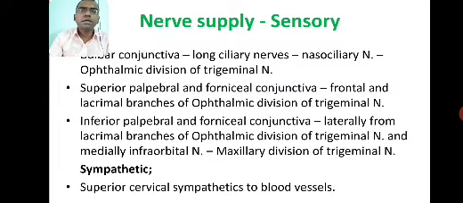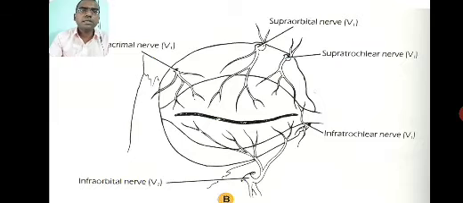So, nerve supply. Bulbar conjunctiva is supplied by the long ciliary nerve, and the ophthalmic division of the trigeminal nerve, and the sensory nerve supply is all throughout the cornea. The sympathetic branch provides the superior cervical sympathetic supply to the blood vessels. Here we can see the nerves.